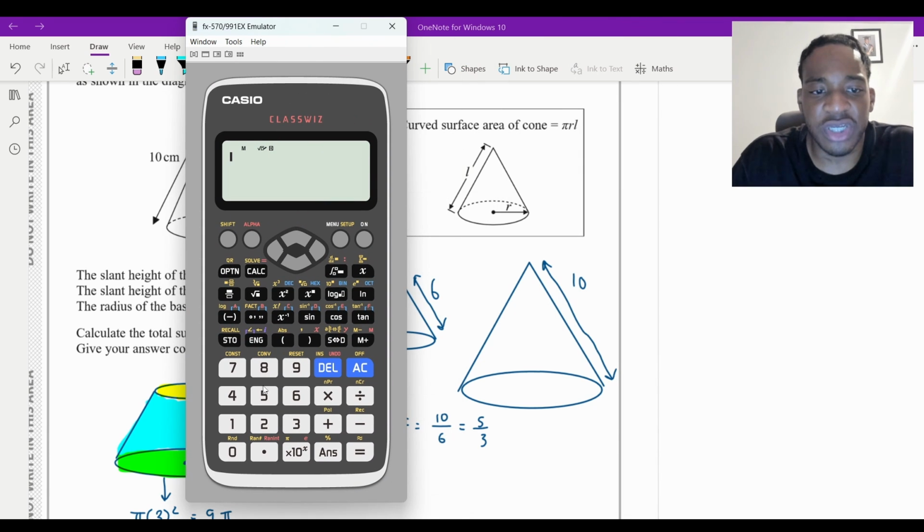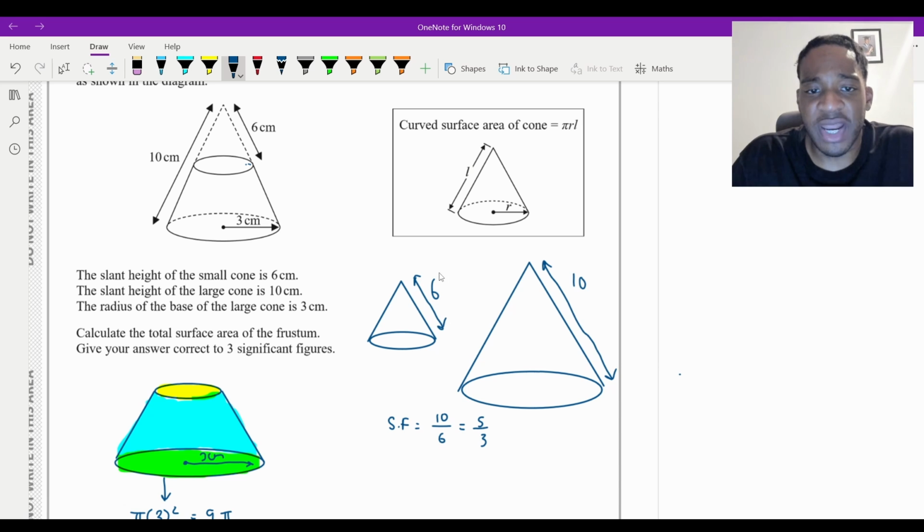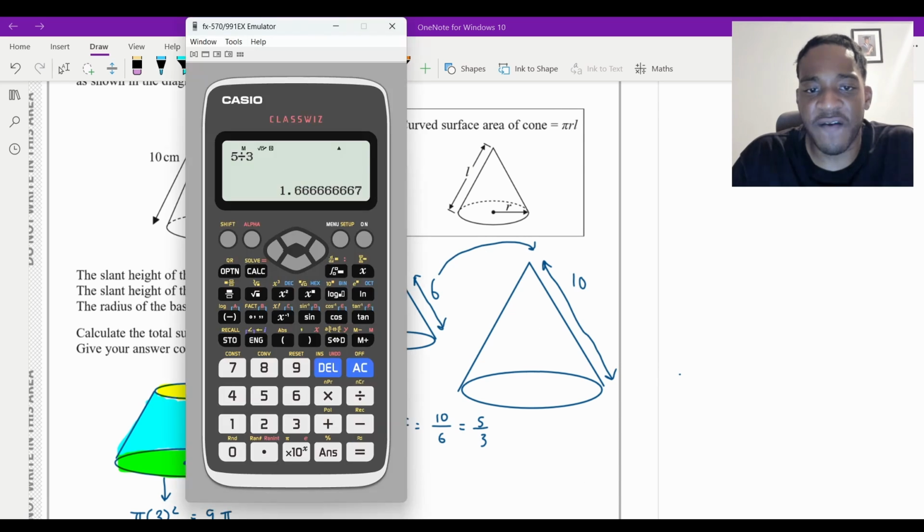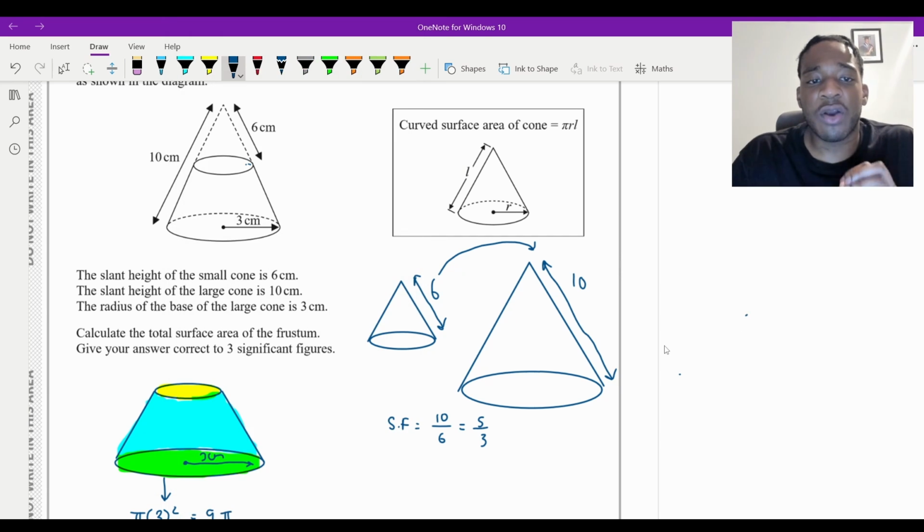What you can do is just put this in your calculator just to see what the number is. 5 divided by 3 is equal to 1.6 recurring, but it's better to leave it as a fraction. So I'm going to write it as a fraction. The scale factor is 5 over 3. So when I do 6 times 5 over 3, you can verify that it gets me to 10. Now, because we're dealing with scale factors, this scale factor must be consistent across all of the different lengths of these two objects. Now, what do we know about the large object? The large object had a radius of 3. And now, since we know the scale factor, it will allow us to calculate the radius of the smaller object. Because remember, if I'm going from 6 to 10, I multiply by that 5 over 3.